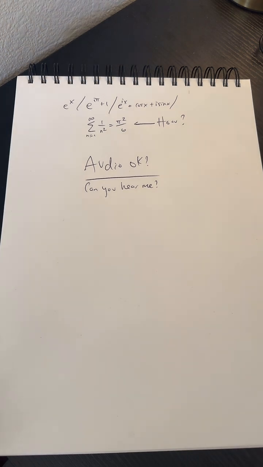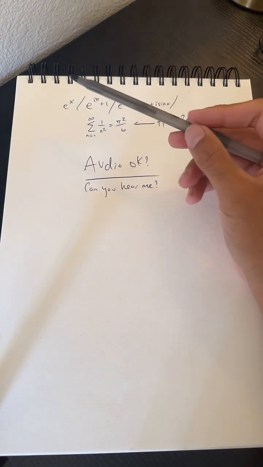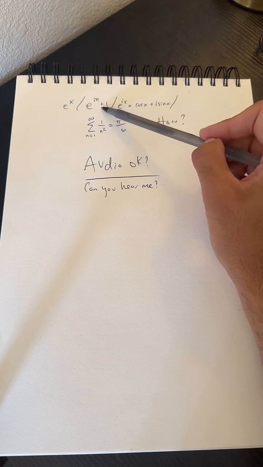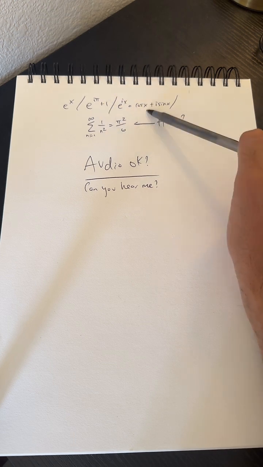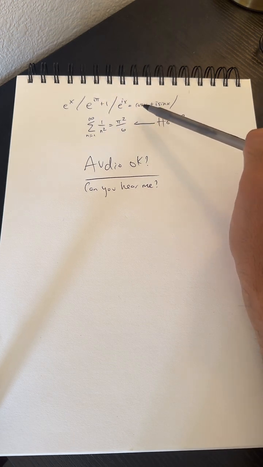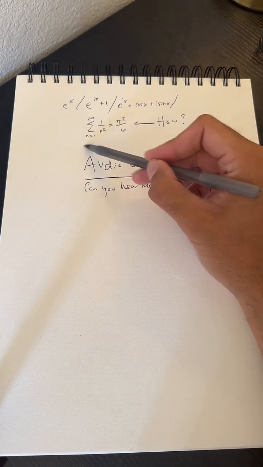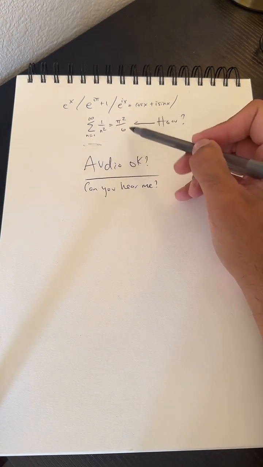Most importantly, I'm going to connect how we get from e to the x to the Euler identity, how we're going to use the Euler formula for some integration techniques, and then we're going to talk about how we get this value here, or prove why this is equal to pi squared over 6.